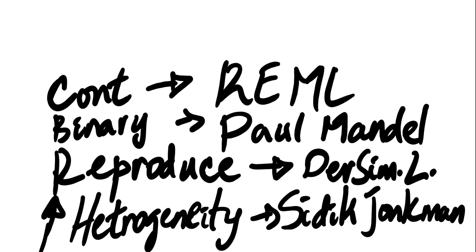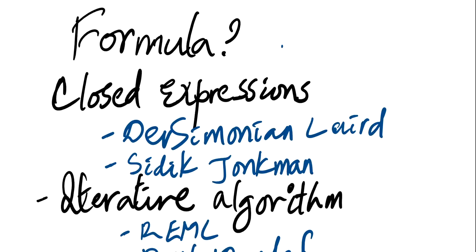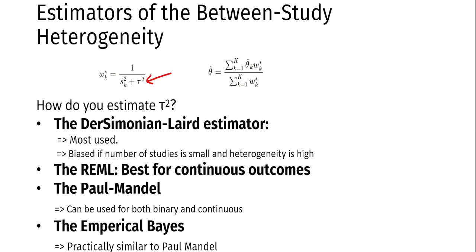So, as I said, if you have a continuous outcome, you need to use the restricted maximum likelihood method of tau squared estimation, and for binary outcomes, we use Paule-Mandel. And if you want to reproduce existing published meta-analyses, then you would have to use the DerSimonian-Laird method, because especially the older meta-analysis papers always use this method of tau squared estimation. We have also mentioned that if you have very high heterogeneity, then it's better to use the Sidik-Jonkman method.